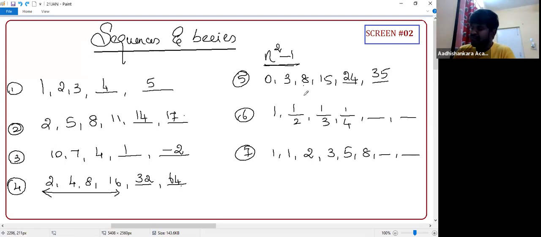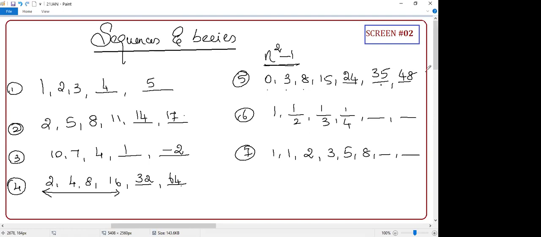So 4 minus 1, 9 minus 1, 16 minus 1, 25 minus 1, 36 minus 1. Now you can say what the next number is. What is the next perfect square according to our rule? This is 1 square minus 1, 2 square minus 1, 3 square minus 1. This is 6 square minus 1. Next is 7 square minus 1, which is 48. Right, students? Clear?